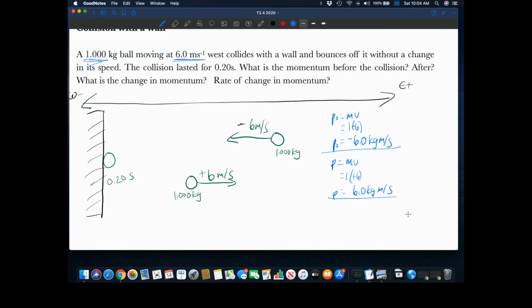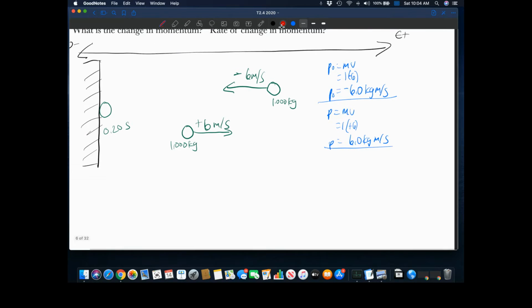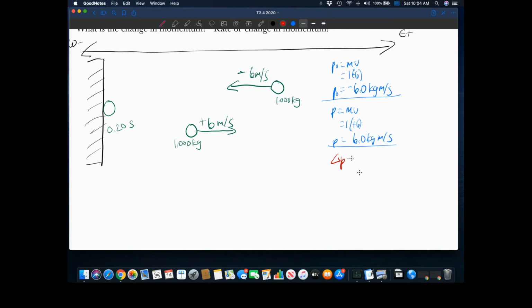What is the change in momentum? There are two ways we could go about doing that. One is we could say, in the simplest sense, it's p minus p0. So that's the momentum of 6.0 minus a negative 6.0. And that means we have a change in momentum of 12 kilogram meters per second. Minus a negative makes it a positive, and so it's plus 12.